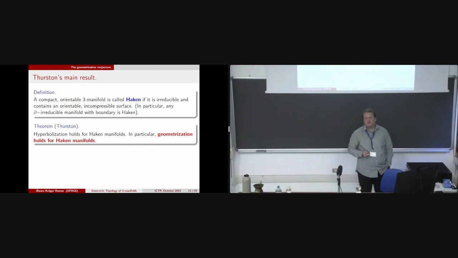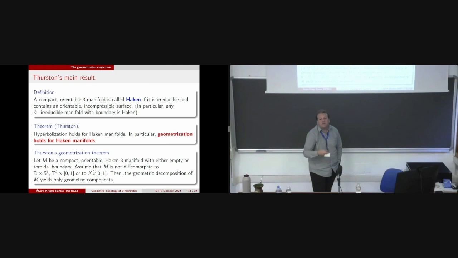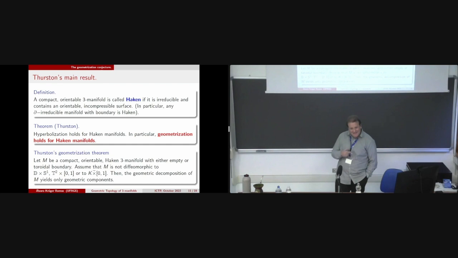And here is the precise statement of Thurston's main result. If you have a compact orientable Haken three-manifold with either empty or toroidal boundary, and it's not diffeomorphic to these three exceptional spaces, and I talked about them already, then the geometric decomposition of M yields only geometric components. This is Thurston's actual main result.